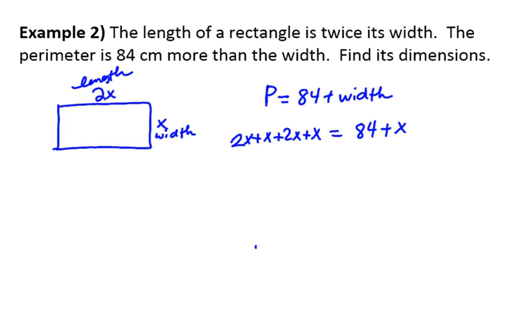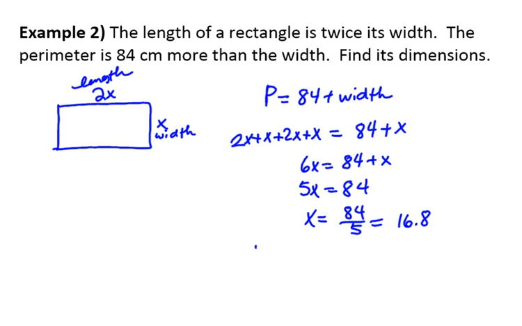Combine our x's, we got 3x plus 3x, that's 6x, is equal to 84 plus x. Subtract x from both sides, we get 5x is equal to 84. Divide by 5, so x is going to be equal to 84 divided by 5. So in our calculators, we can come up with it. That divides out to be 16 8/10.